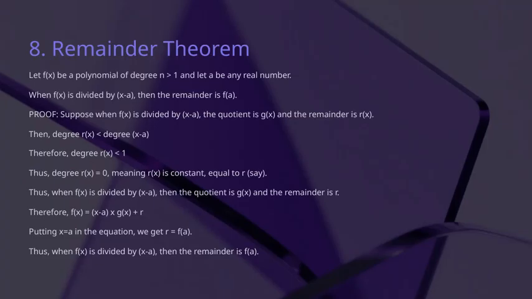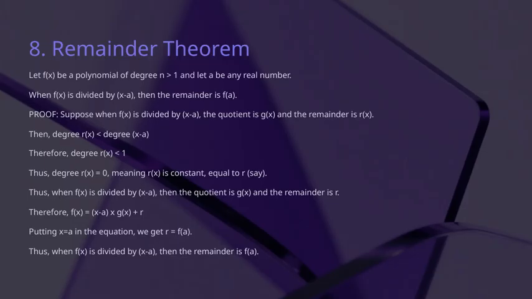Imagine we have a polynomial function f(x), where the degree of f(x) is greater than 1, and we pick any real number a. Now if we divide f(x) by the binomial x minus a, what do you think the remainder will be? The theorem states that the remainder in this division is actually just f(a).